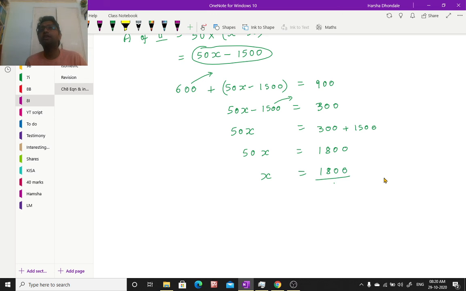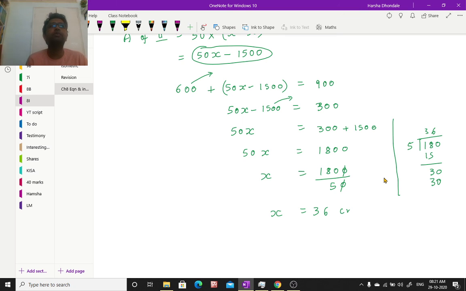1800 divided by 50. So x is equal to 180 divided by 5. You just have to divide this. 5 3s are 15, remainder 0. 5 6s are 30. So x is equal to 36. He's not given any measurement, so you don't take any chances. x is equal to 36 units.